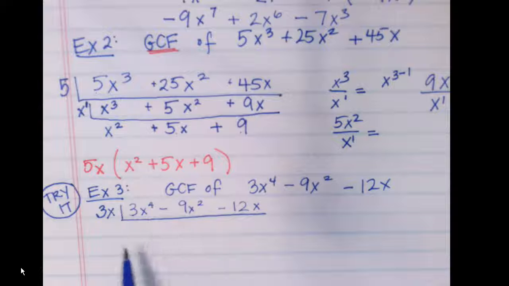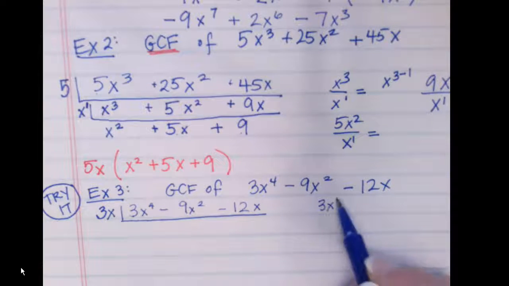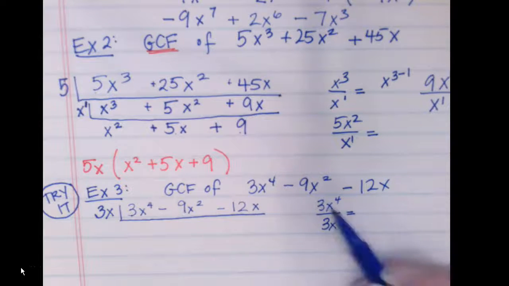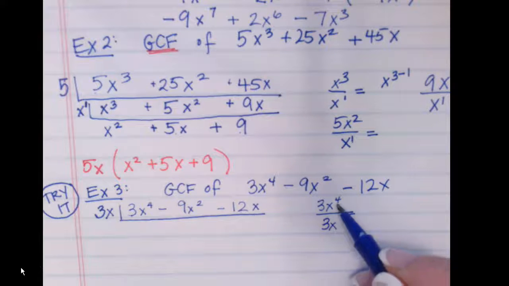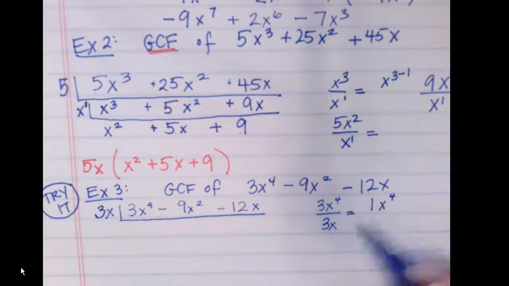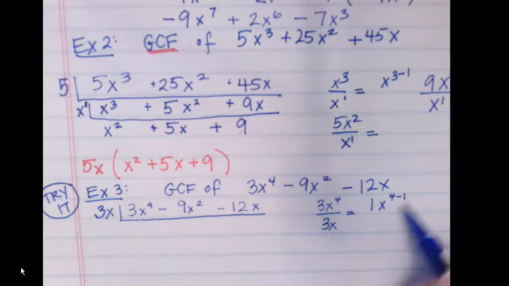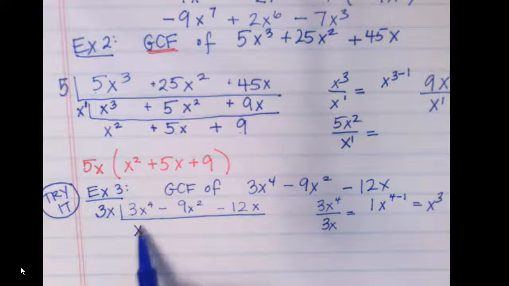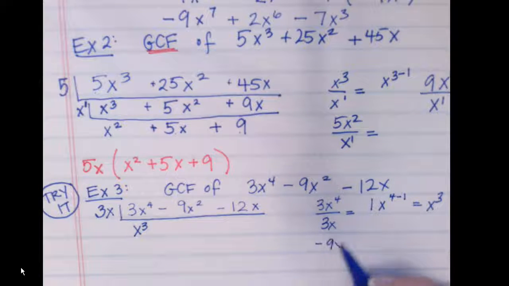So let's see what 3x to the fourth divided by 3x is. If you're not to where you can do that in your head yet, you can write it out. 3 over 3 is 1, x to the fourth divided by x to the first, so we subtract, and we get x to the third after we divide that out. Then minus 9x squared, and I'm dividing that by 3x.